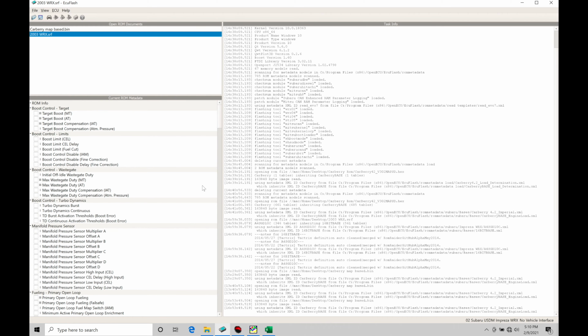It's not going to look at that relationship. It's going to ignore it. And it's going to run in what's called open loop, where it ignores the front O2 sensor.